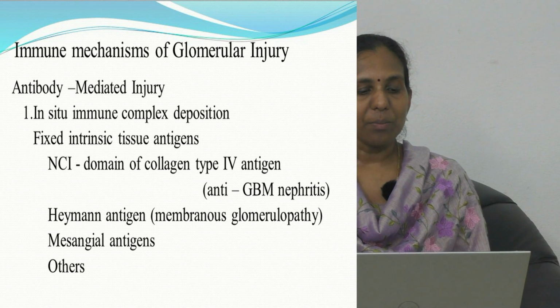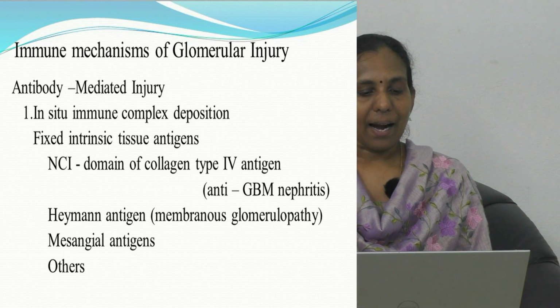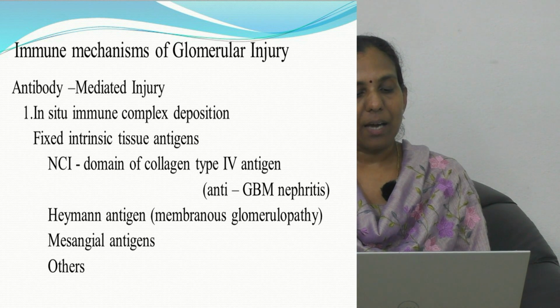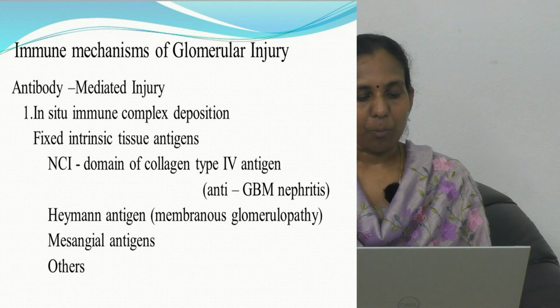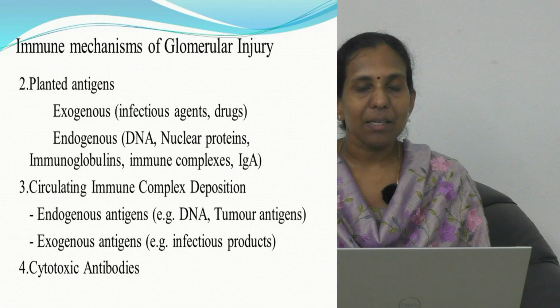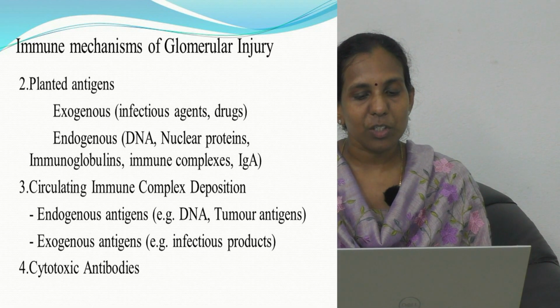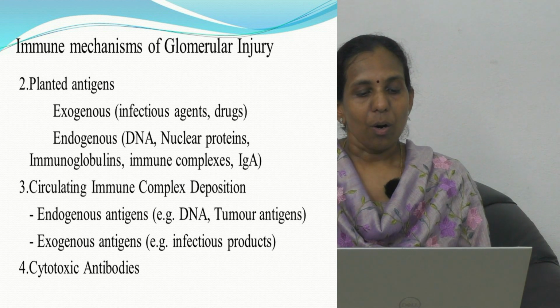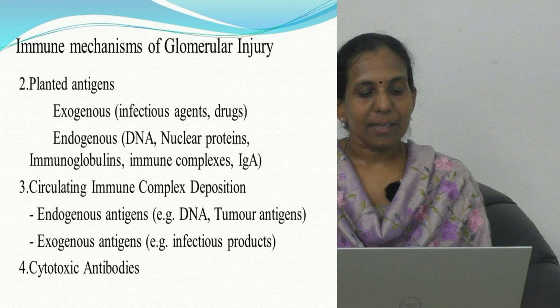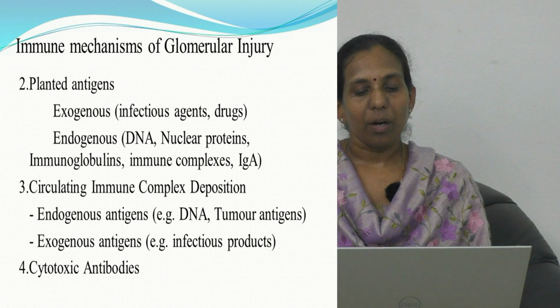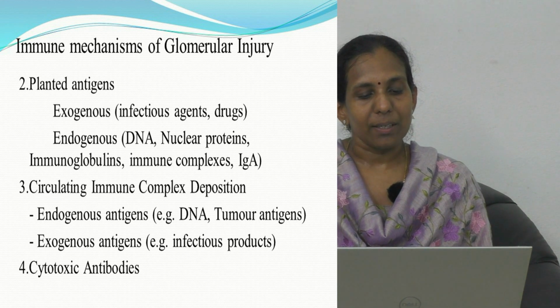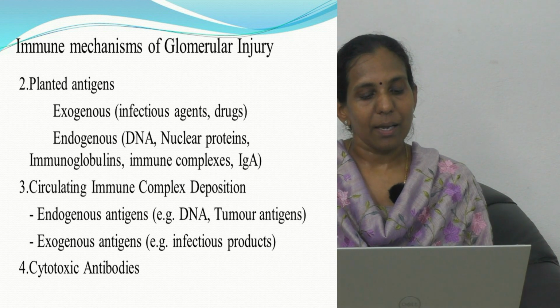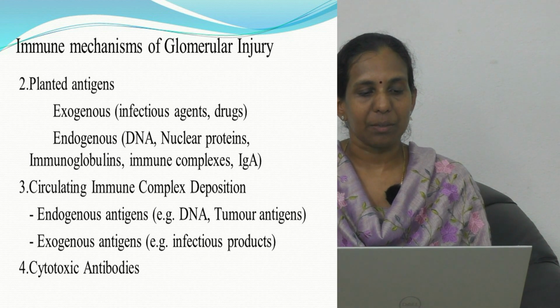Coming to the antibody mediated. Whenever there is any antibody formed against a fixed antigen, for example the collagen type 4 antigen, you have the antibodies formed. Or the antigens can be planted from outside, infectious agents or drugs. Or they can be present in the circulation like DNA, nuclear proteins. And also the immune complexes can be formed in the circulation and can be deposited. Lastly, we have cytotoxic antibodies.